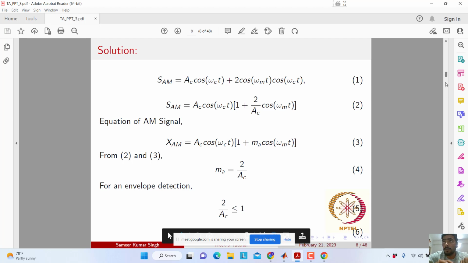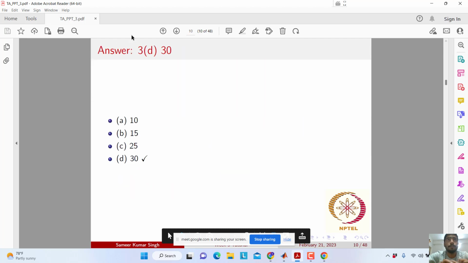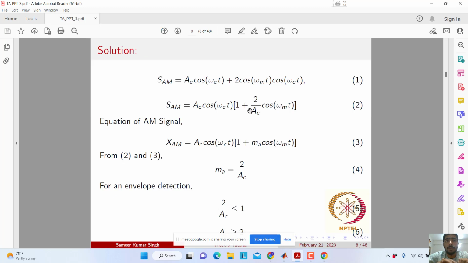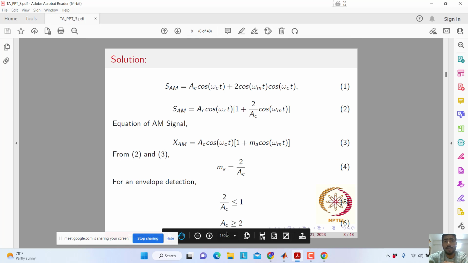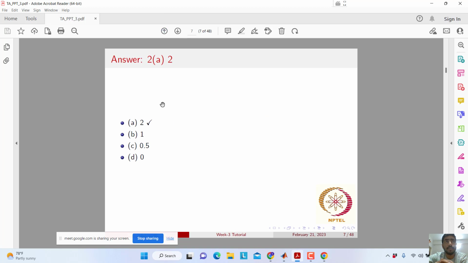So from there we will get Ac greater than or equal to 2. So the minimum value of Ac that we get is equal to 2. Solution is clear? Okay, so option A is the right answer.